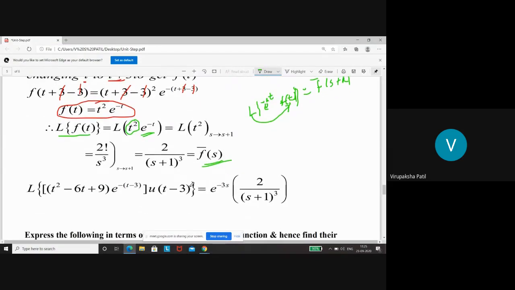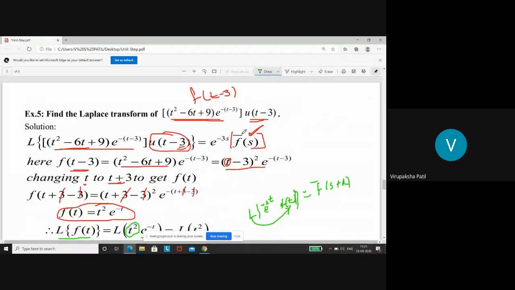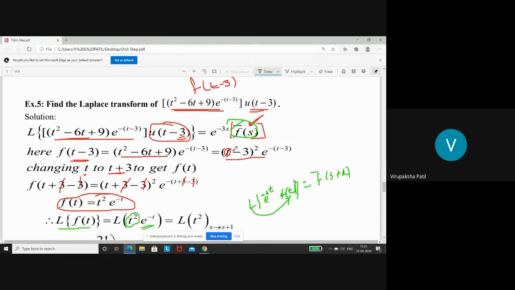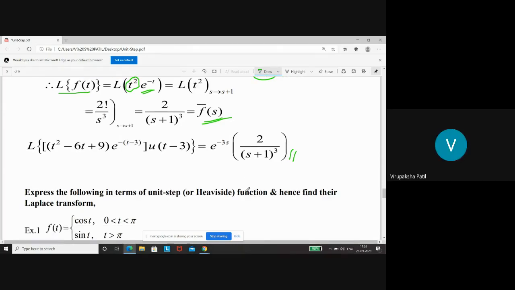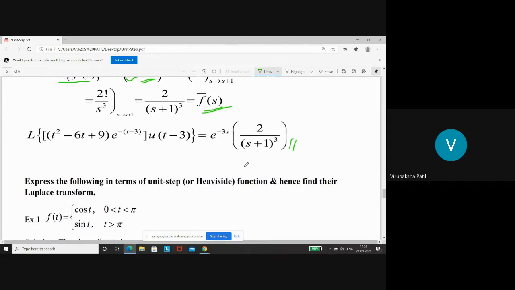So finally, what you will get? Pick up this f bar of s and substitute here. So you will get finally Laplace transform of (t minus 3) whole square into e to the power minus (t minus 3) into u of t minus 3 is equal to e to the power minus 3s into 2 divided by (s plus 1) whole cube. This completes the problem. Is there any difficulty up to this? No, sir. Here and there some mistakes are there. Typing mistakes, we will make those corrections.